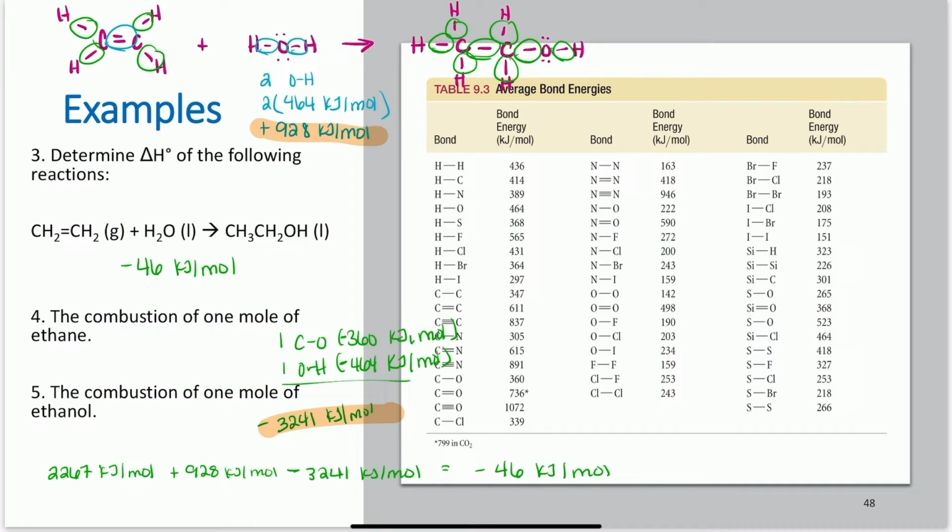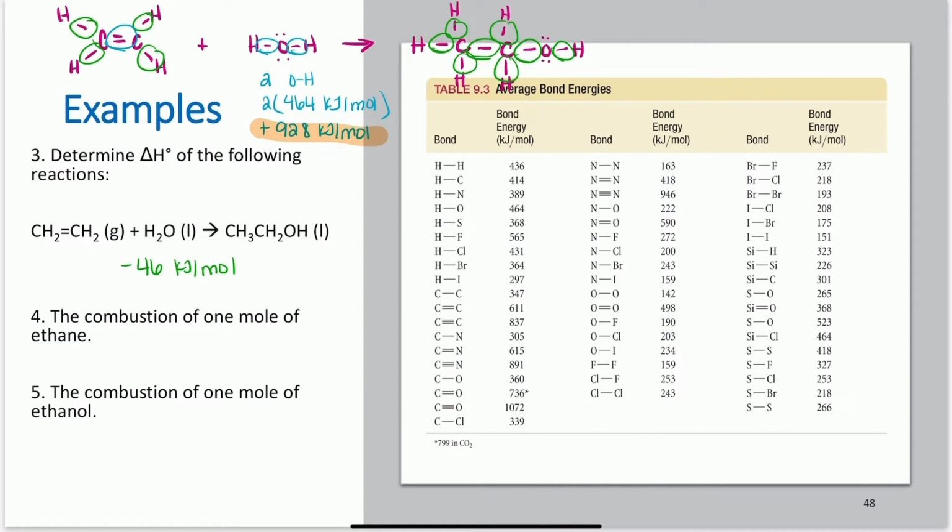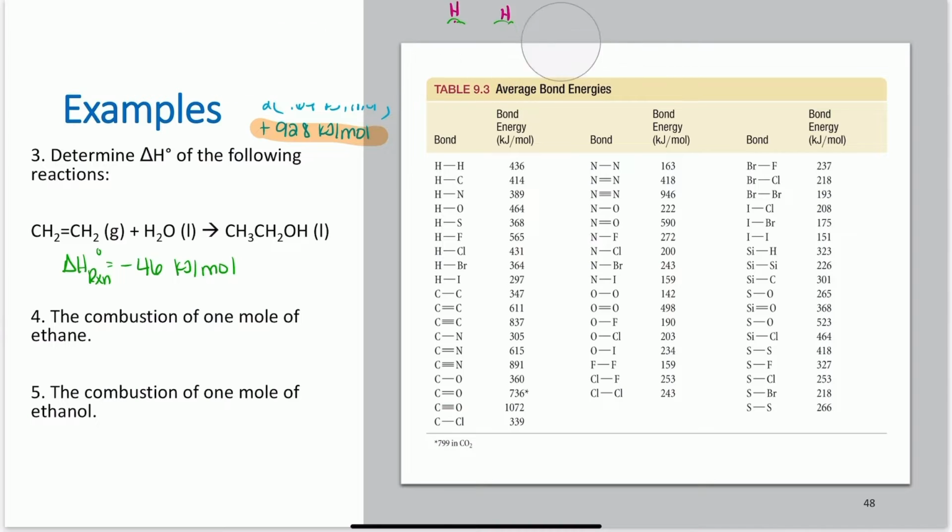So overall, the delta H of reaction to react 1 mole of ethene with 1 mole of water to produce 1 mole of ethanol, delta H of reaction is negative 46 kilojoules per mole. Let's do that with the other examples as well.